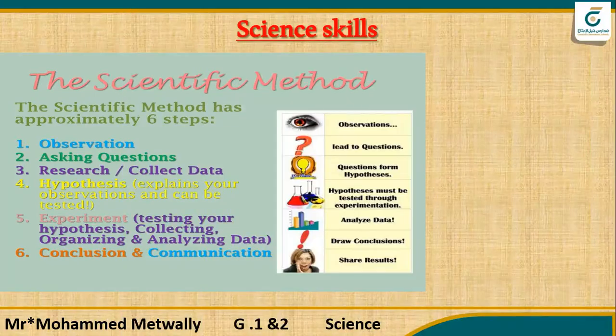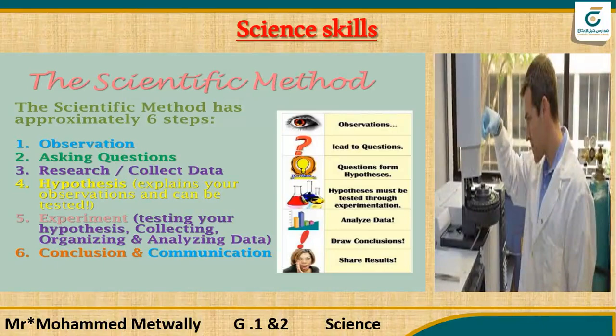Let's start with the science skills, to remind you again of the skills that scientists have. We will start with the scientific method, how to think with the scientific method. The scientific method has approximately 6 steps, like we said previously. The first step is observation. You have to observe something you didn't know what this thing is.